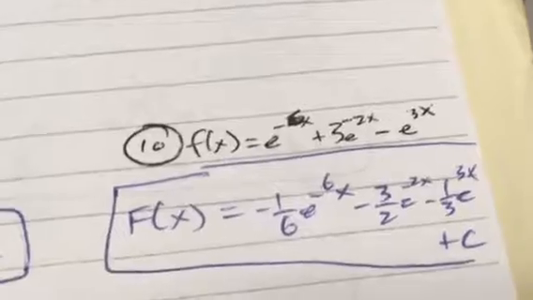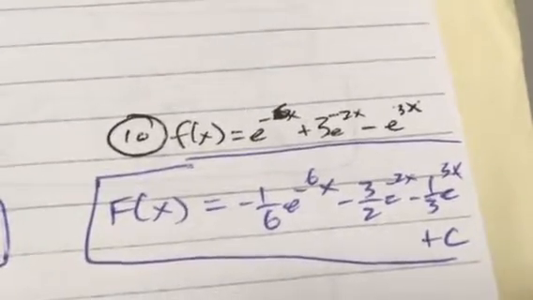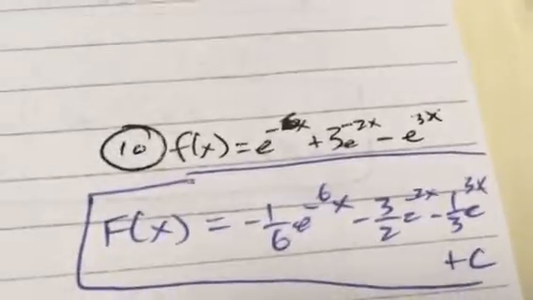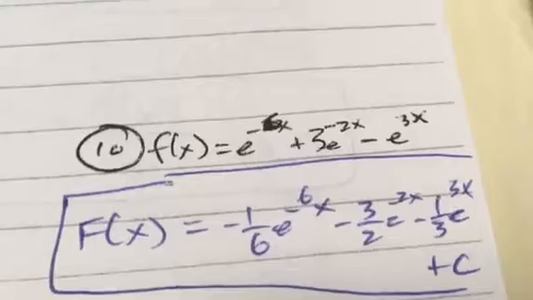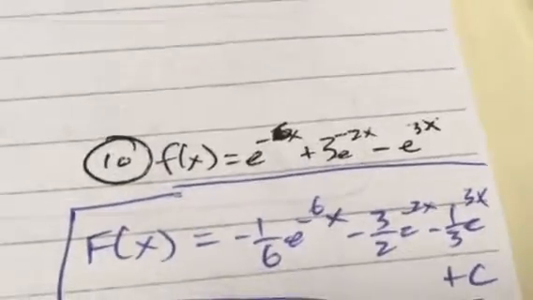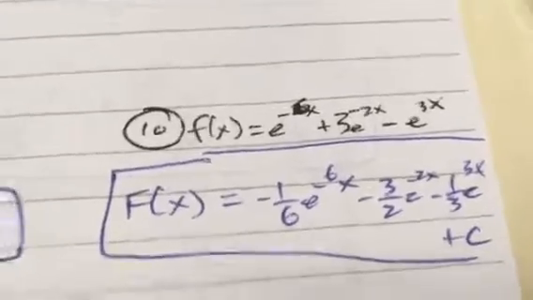Right here, folks. So really just rewrite those: e to the negative 6x, e to the negative 2x, e to the 3x, and divide. So don't multiply by negative 6, negative 2, and 3. Divide by those. Don't forget about your constant of integration.